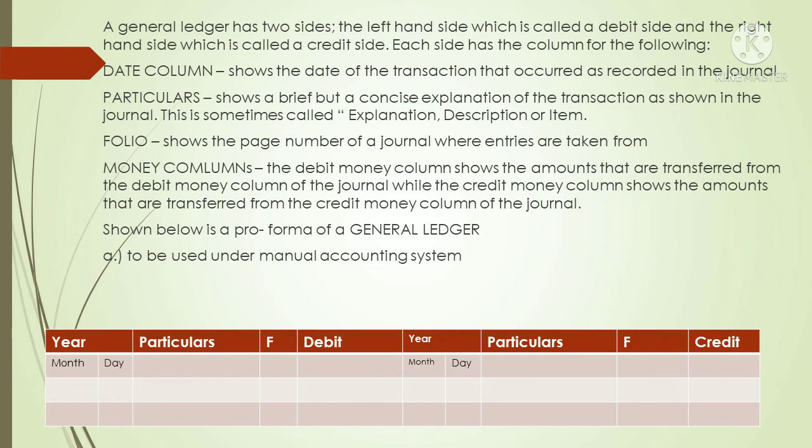Next, okay, shown below is a pro forma of a general ledger. So A, to be used under manual accounting system, no? So din sa under manual accounting system, naa siya ang iyahang account number. Then sa ako lang gingon account number, makita na mo dito sa chart of accounts, di ba? Then naa sa year, particulars, folio, debit. Kung debit ang entry sa manual accounting system, kung debit ang entry gikan sa general journal, so diri nimo siya i-entry. Then kung credit siya, diri pud nimo siya i-entry sa credit side.